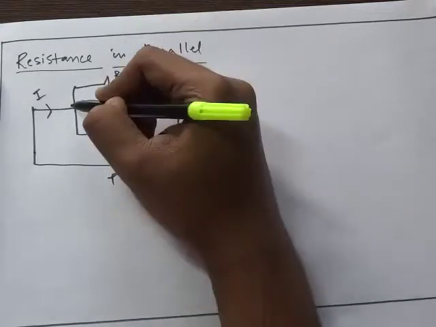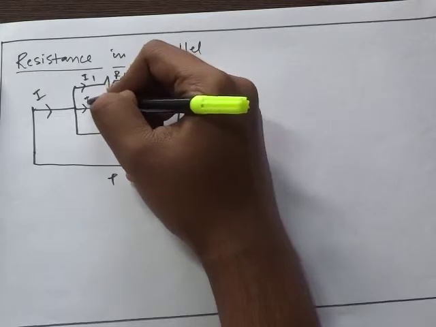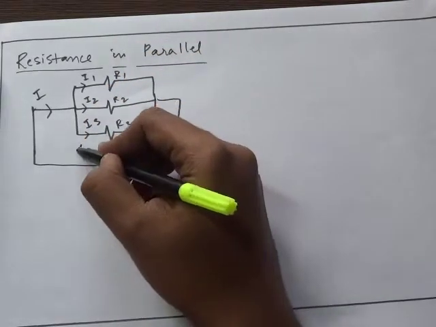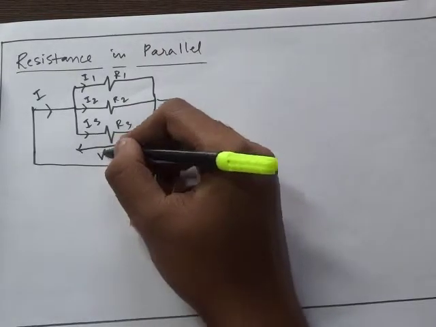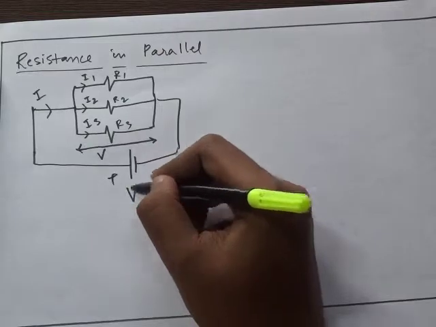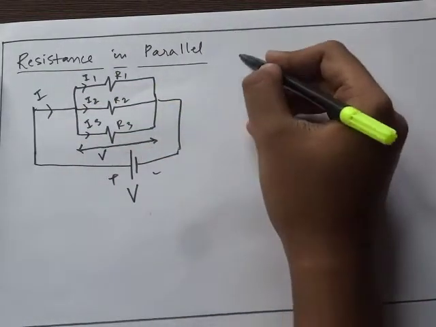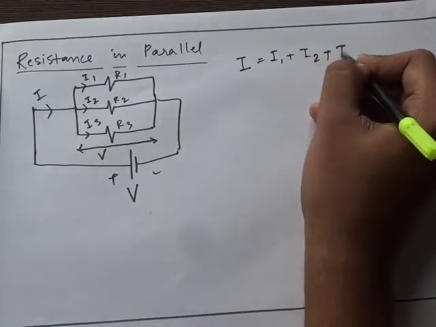In this case, this branch is splitting over here, so the current will also split as I1, I2 and I3. But it is interesting to note that here the voltage across all three resistors will be the same, which is indeed equal to the supply voltage. So these two voltages are the same, and here the current is being split. So I can write I is equal to I1 plus I2 plus I3.